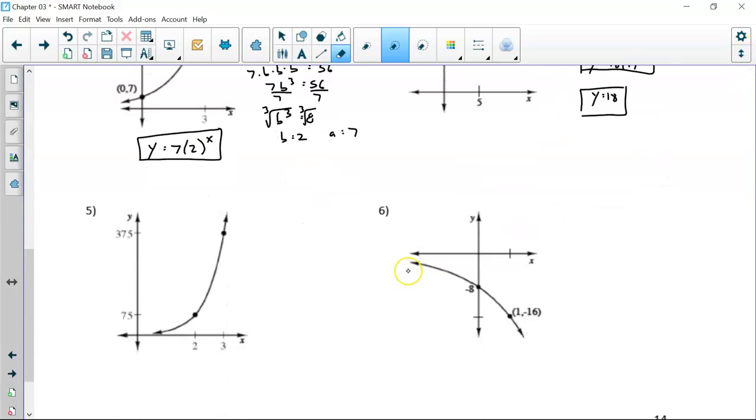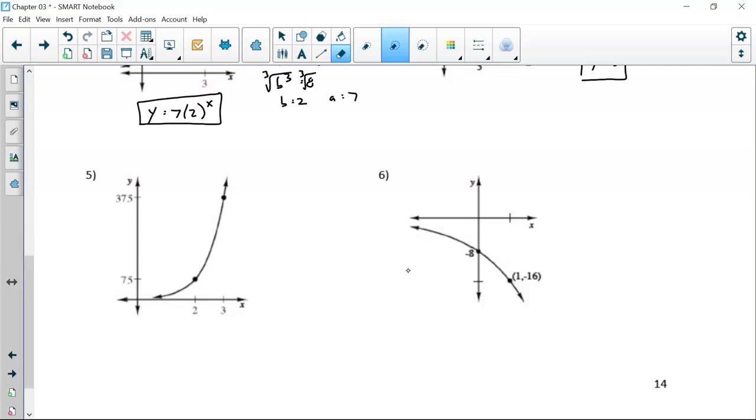For number 5, it's growth, we can see that. So we have our table, x and y. 0, 1, 2, 3. At 2 we're at 75, and at 3 we're at 375. We don't know our initial, but we can find our multiplier because we're multiplying by b. 75 times b equals 375. Divide both sides by 75, and b equals 5.